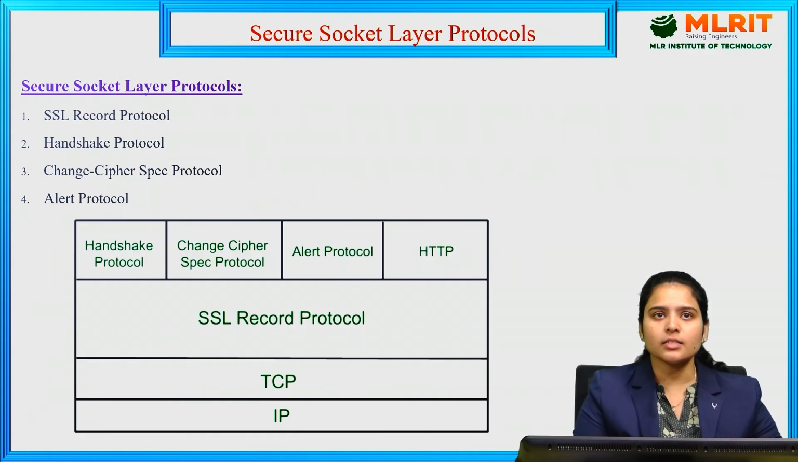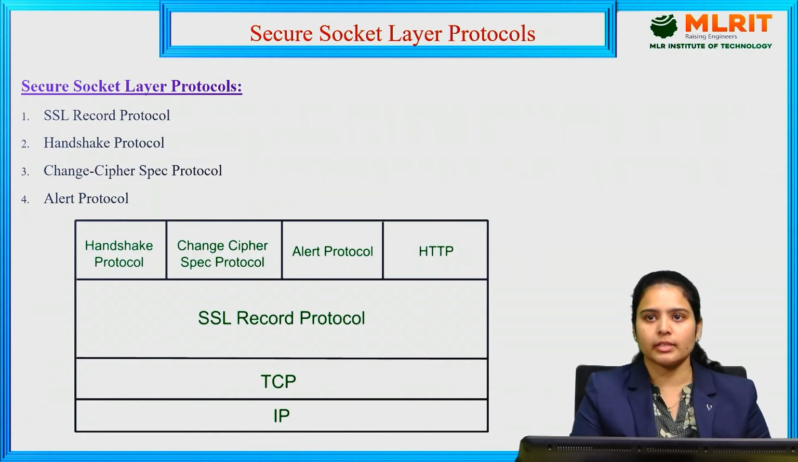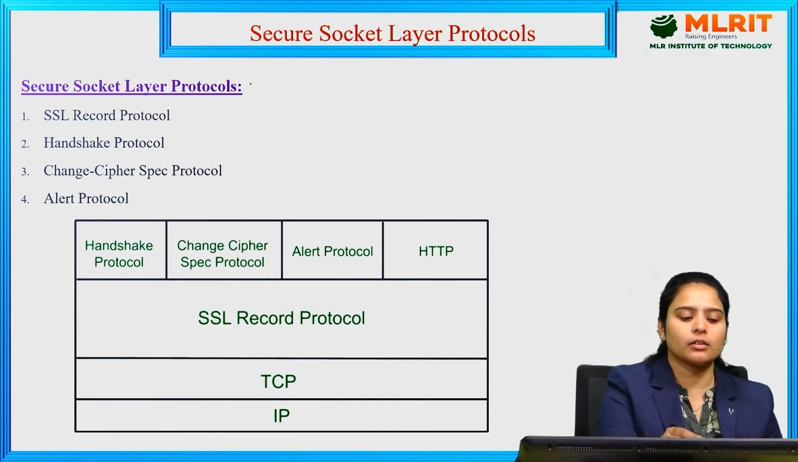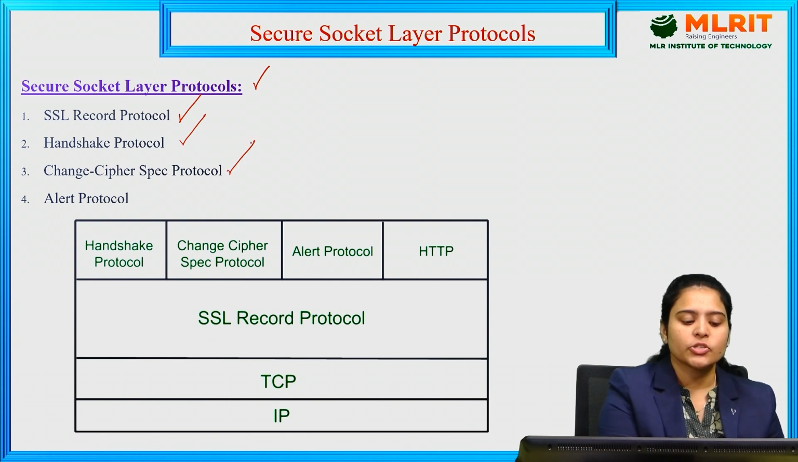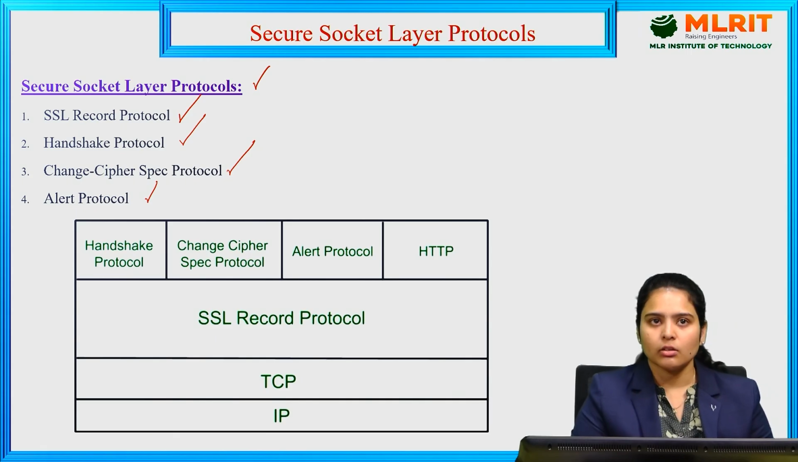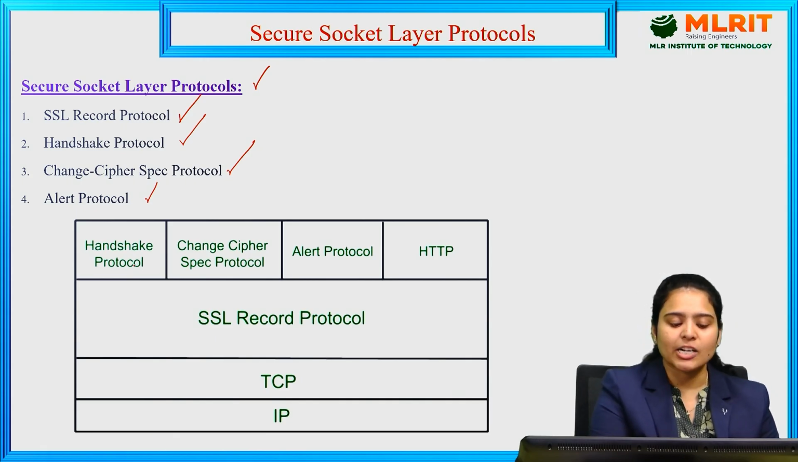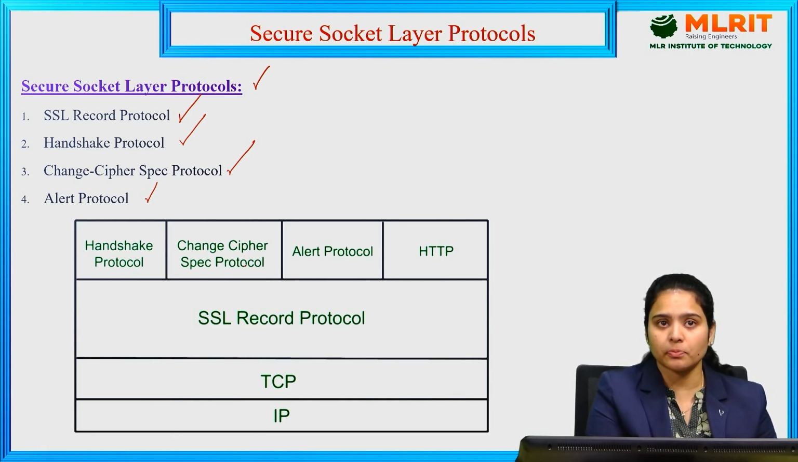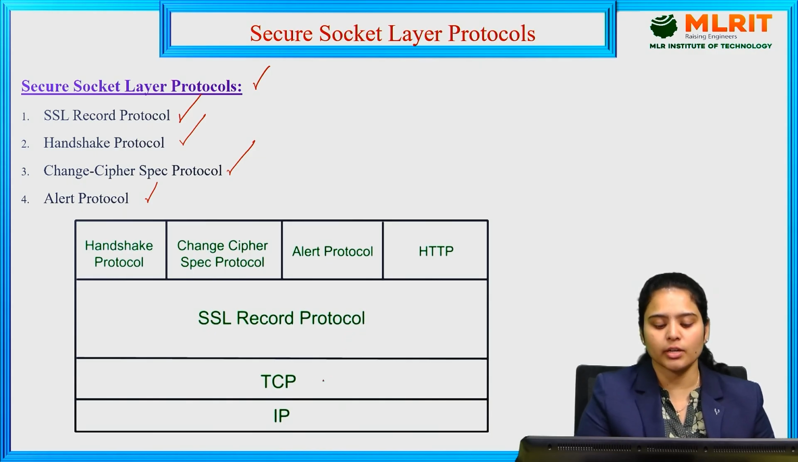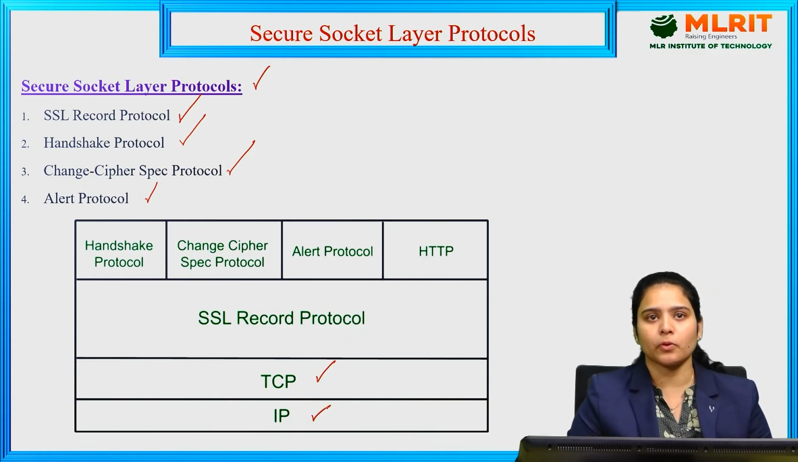The next one is Secure Socket Layer protocols. There are four types of SSL protocols: SSL record protocol, handshake protocol, change cipher spec protocol and alert protocol. See here, the handshake protocol, change cipher spec protocol, alert protocol and HTTP all sit on the SSL record protocol. The SSL record protocol in turn sits on TCP and IP.